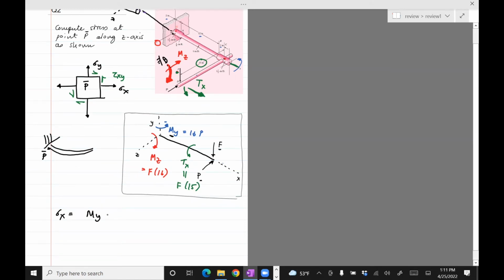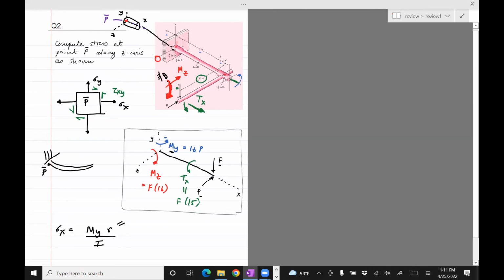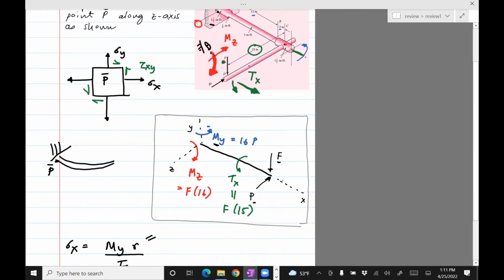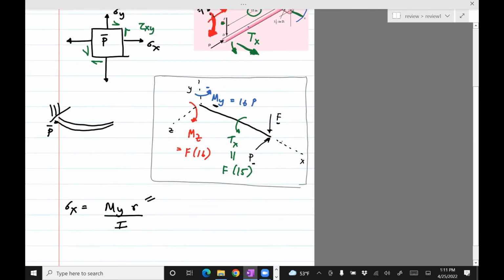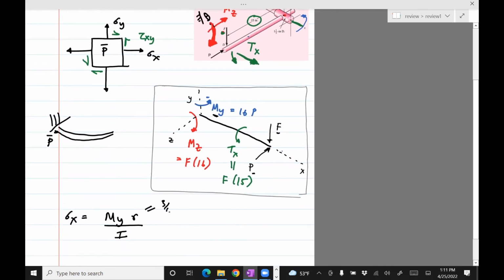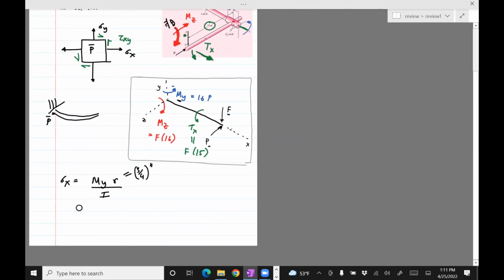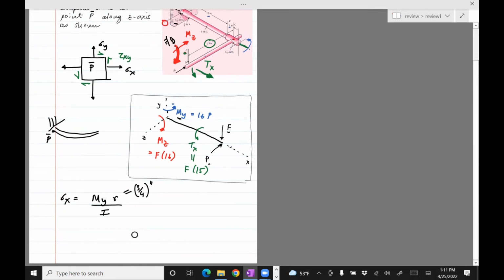My times the radius divided by I. The radius is in this case... sorry, the diameter is 3.5, so 3/4 of an inch. Okay. Yeah, so I wouldn't go too much into exact values. We're just interested in figuring out sigma x, sigma y, and tau xy.